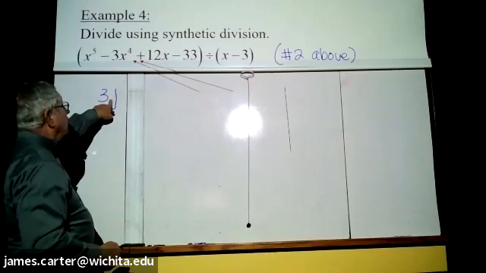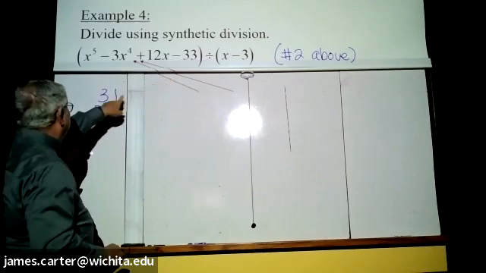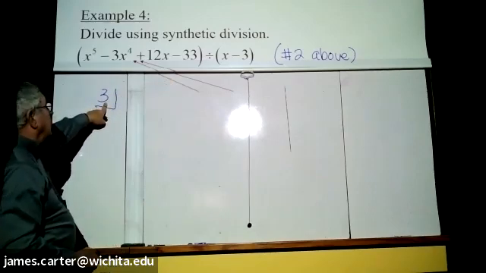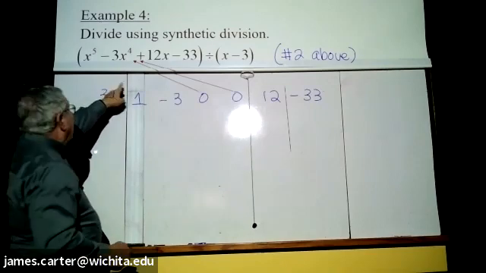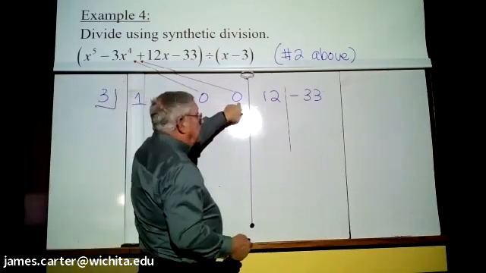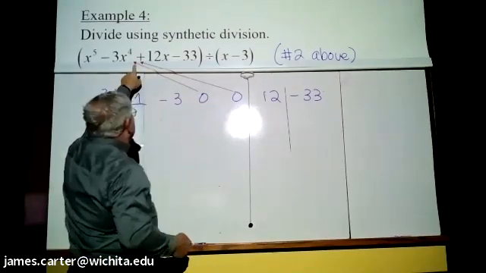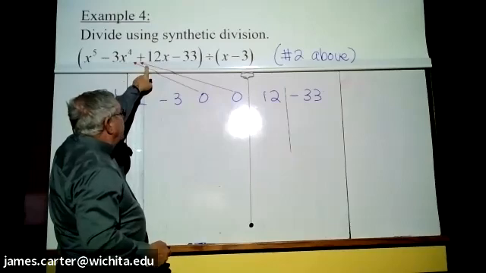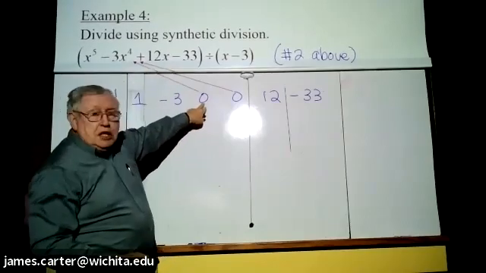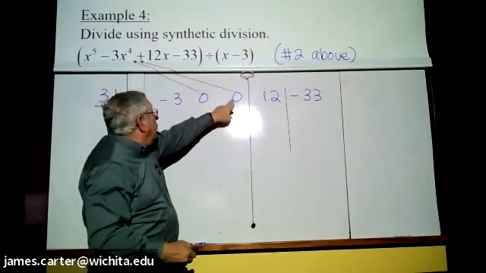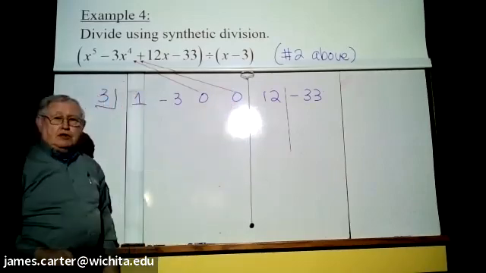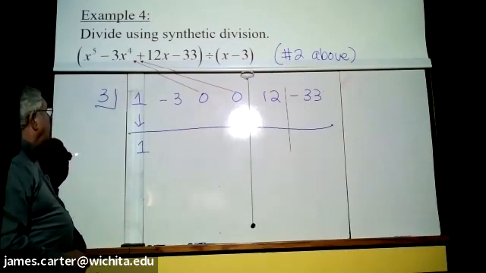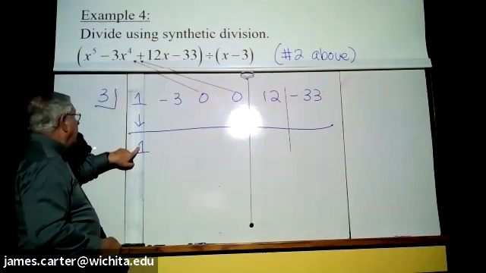Okay, notice instead of using the factor value, I use the root or the x equals value. I had to insert two placeholders because I'm missing the x cubed and I'm also missing the x squared. So just like we did in long division, we've got to put in these 0 placeholders for synthetic division as well. Okay, we're going to draw our line and bring down the first term.